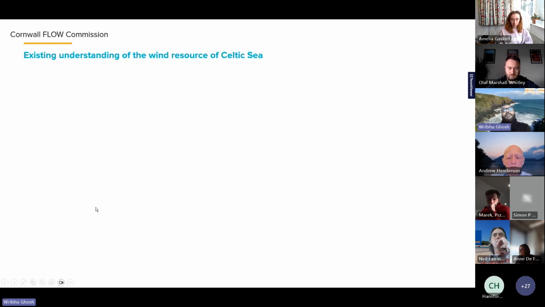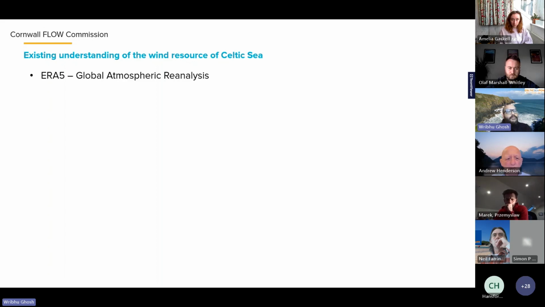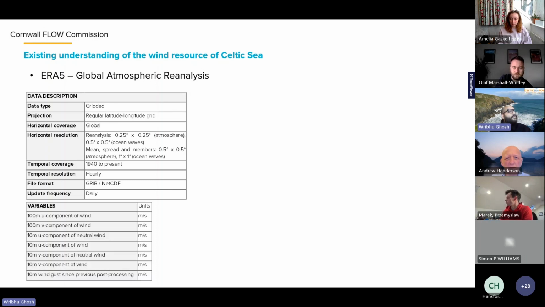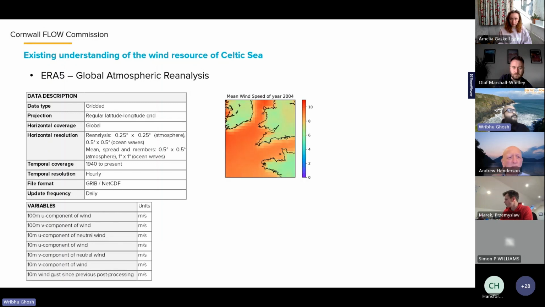Now, before we go on to the findings, we just wanted to know what we have at the moment. We have ERA5, which is a free data set that's available, a global atmospheric reanalysis model. It is quite continuous data, but it is quite coarse, and it only gives the wind speed and wind direction for 2 heights, which is 10 and 100 meters. So these are the data sets that we get. It's not sufficient for what we are looking for.